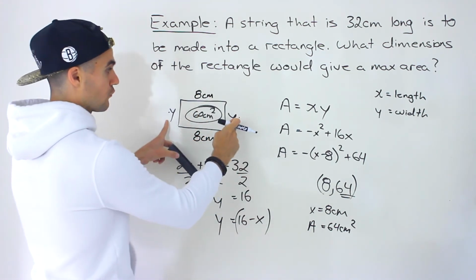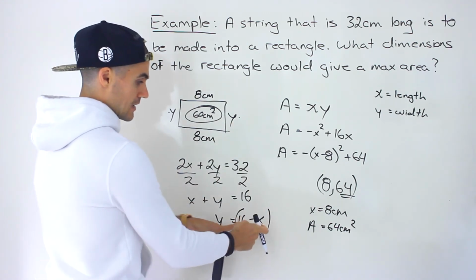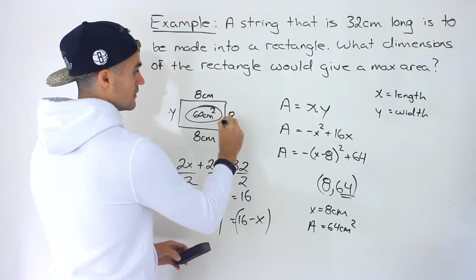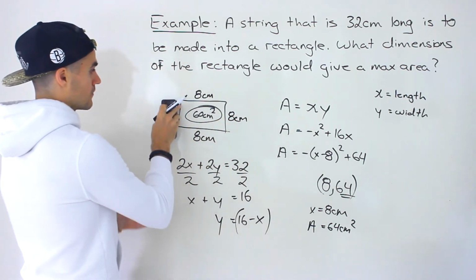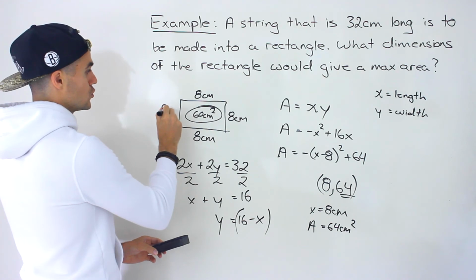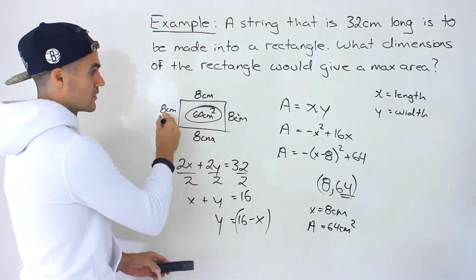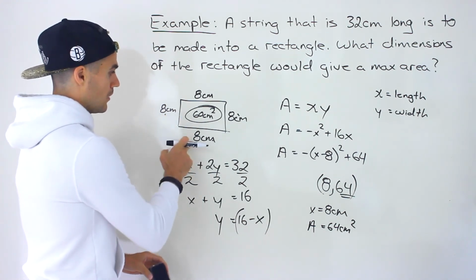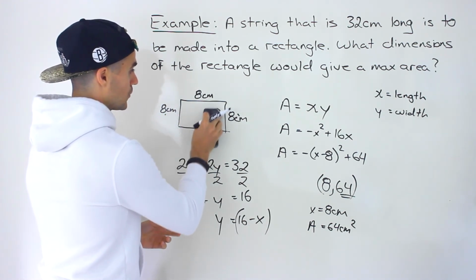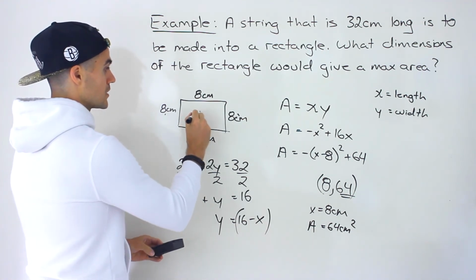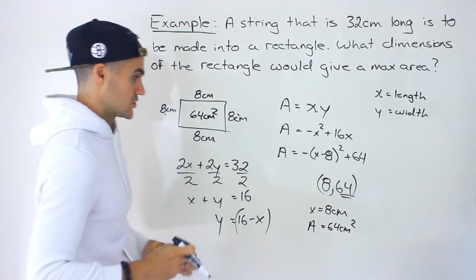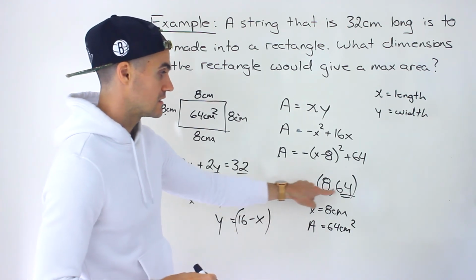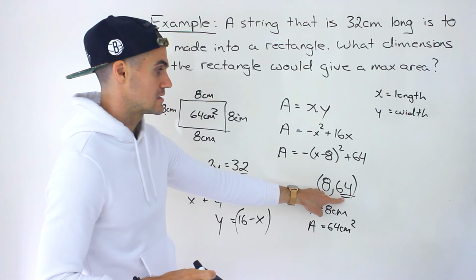Notice then we could solve for the width. We can just plug in that 8 over here. 16 minus 8 would give us a width of 8 right here. That makes sense because if you add these up, you'd get that perimeter of 32. And when we multiply the length and the width, we get 64 centimeters squared, which is exactly what we got with the vertex here. So when x is 8, the area is 64.